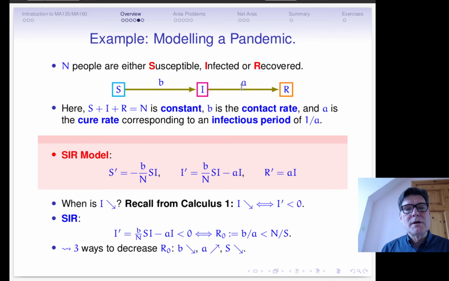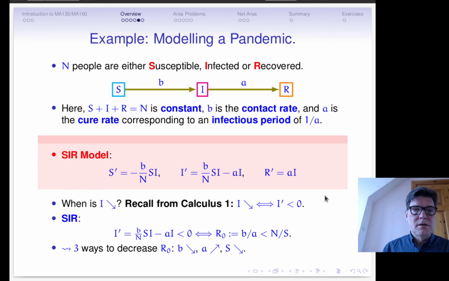Or one could try and increase the A parameter. That is increasing the cure rate. For this, some cure would have to be invented. Or, third possibility, one could try and decrease the number of susceptible people, for example, through vaccinations. That's 3 measures being suggested from this simple model.